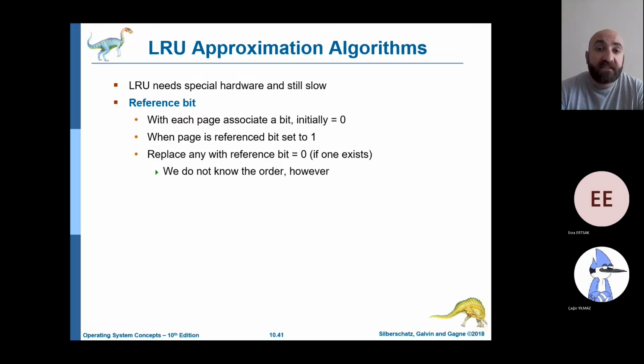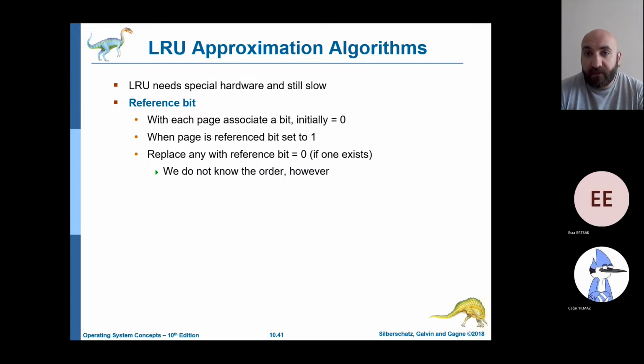In fact, some systems provide no hardware support, and other page replacement algorithms, such as the first in, first out algorithm, have to be used on those systems. Many systems provide some help, however, in the form of a reference bit. The reference bit for a page is set by the hardware whenever that page is referenced. Reference bits are associated with each entry in the page table.